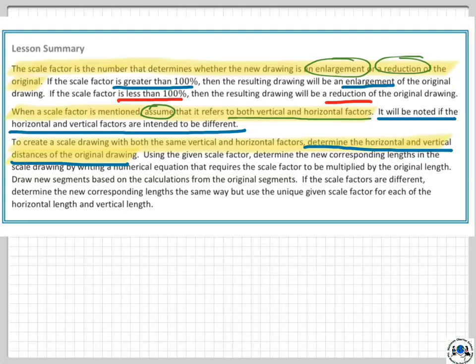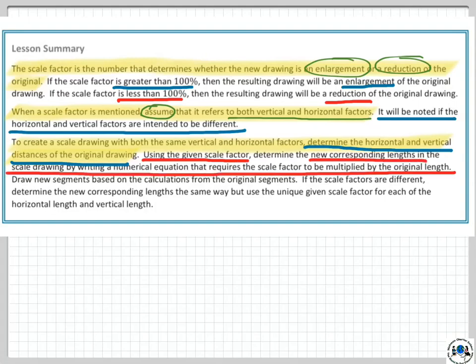So to create a scale drawing with both the same vertical and horizontal factors, determine the horizontal and vertical distances of the original drawing. That's really important. You can't apply a scale factor to something whose measurements you don't know. So that's the first step, and it's a pretty straightforward step. Just do your measurements.